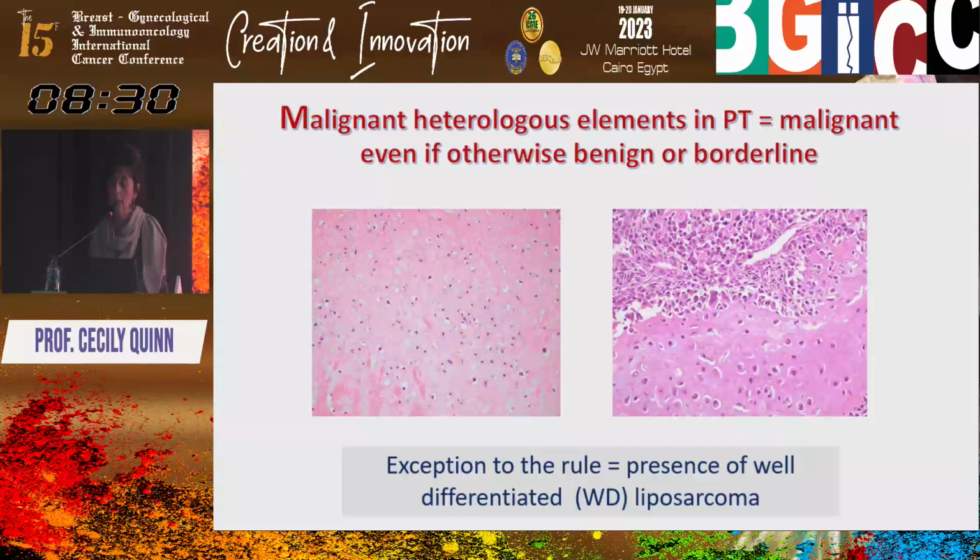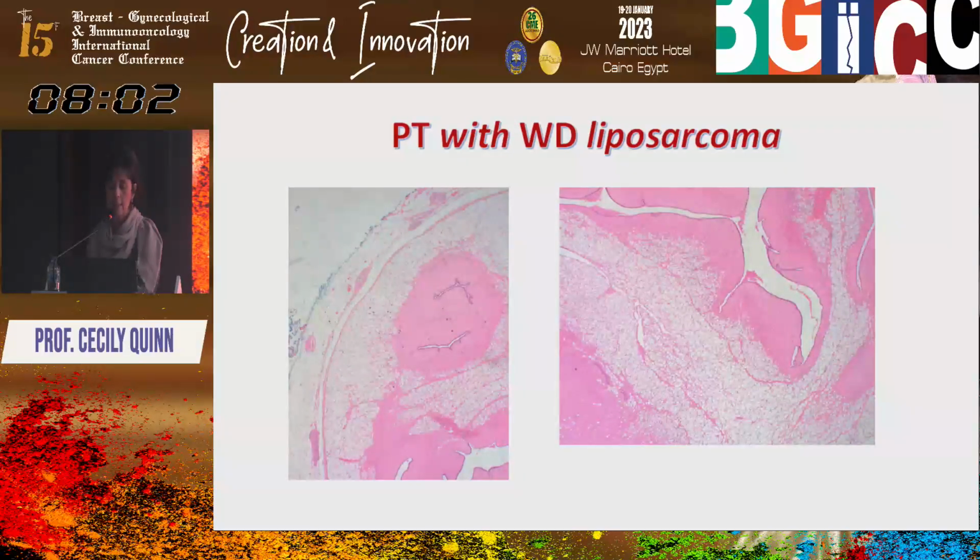If we see malignant heterologous elements, such as bone or cartilage, in a phyllodes tumor, that means that it's malignant even if it's otherwise benign or borderline. Now, it would be rare to see it in benign, but you might see it in borderline. So if you think you're not quite there for malignancy, but you have these elements, well then it is malignant. However, the exception to that rule is the presence of well-differentiated liposarcoma. And this is an example of a phyllodes tumor with well-differentiated liposarcoma. The phyllodes tumor otherwise was not particularly atypical and really probably would have been benign.